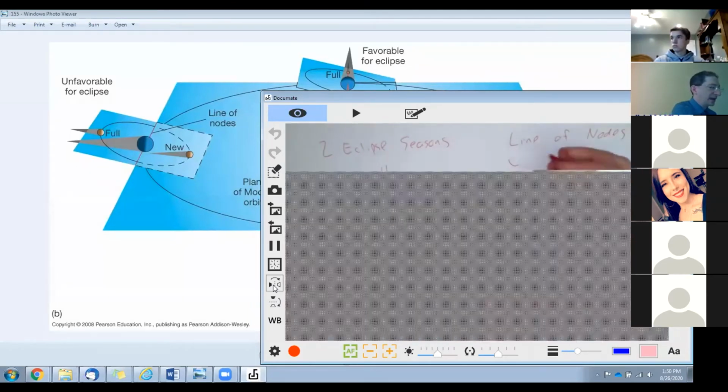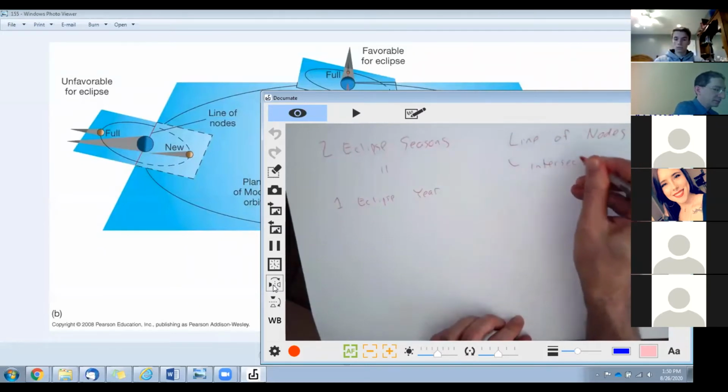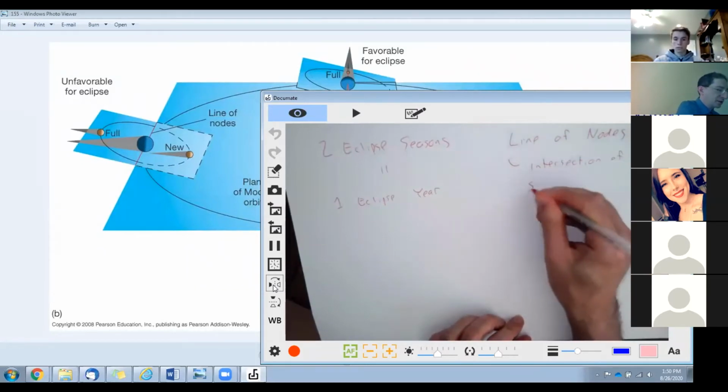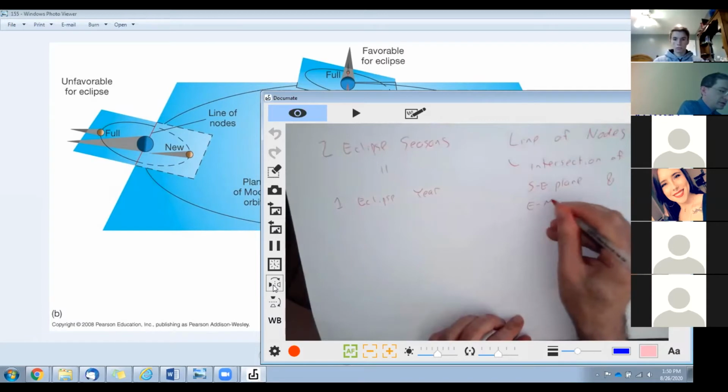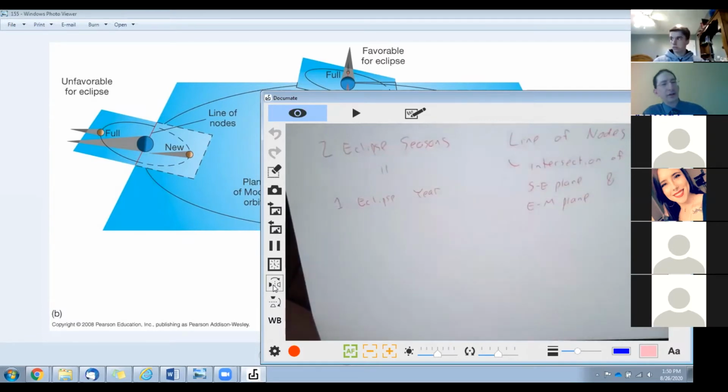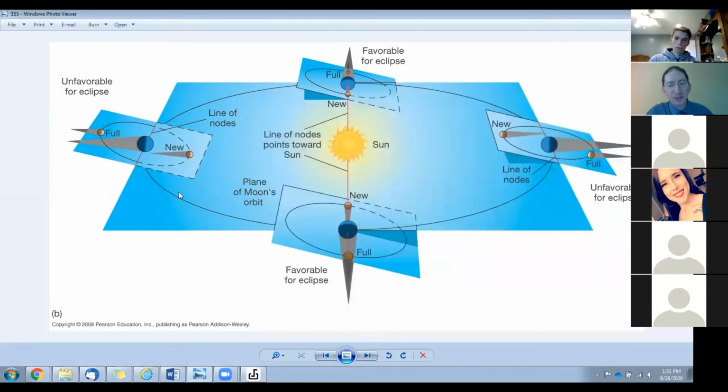And the line of nodes, technically, is the intersection of the Sun-Earth plane and the Earth-Moon plane. Again, the table was the Sun-Earth plane, my board was the Earth-Moon plane, and they intersect, two planes tilted. If you imagine expanding them out so they pass through each other, they intersect, and that's what you see here. This red line, and it was also a red line on my prop. You can see the red line there. That is the line of nodes, and it's just the intersection of these planes.